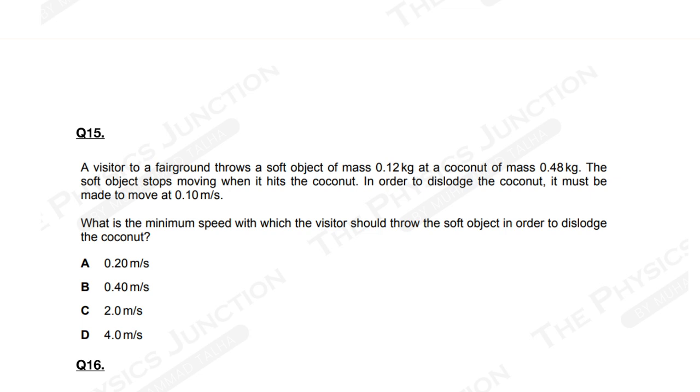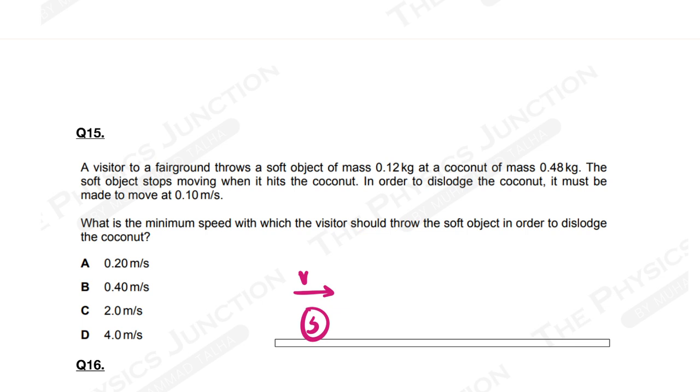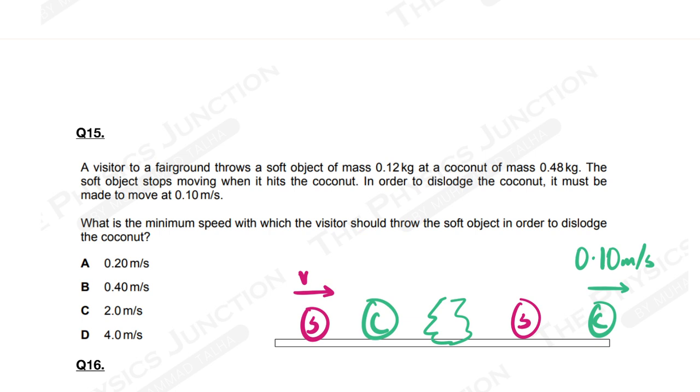Now, because this is a lot of information to unpack, I'm just going to make a small diagram here. This is my soft object which is to be thrown, and this is basically the velocity I need to find, at this coconut which has a mass of 0.48. Then the collision happens and the coconut must be made to move at 0.1 meters per second, and afterwards my soft object comes to rest. Now I need to find this speed.